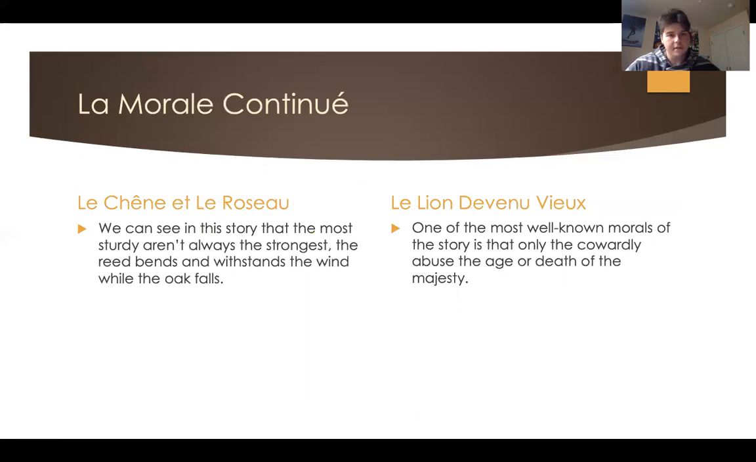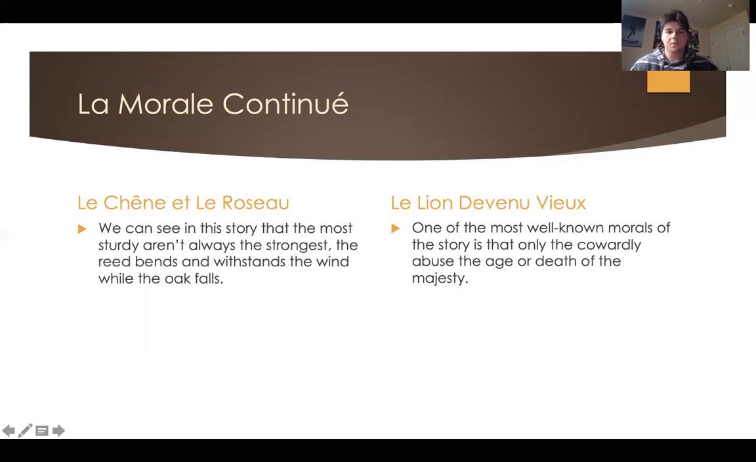But for the other stories, for Le Chêne et le Roseau, or the oak and the reed, you can see that being the sturdiest doesn't always mean that you're the strongest. The reed can bend and withstand the wind while the oak falls because it can't bend. And Le Lion devenu vieux, or the lion grown old, one of the most well-known morals of the story is that only the cowardly abuse the age or death of the majesty or the royals.